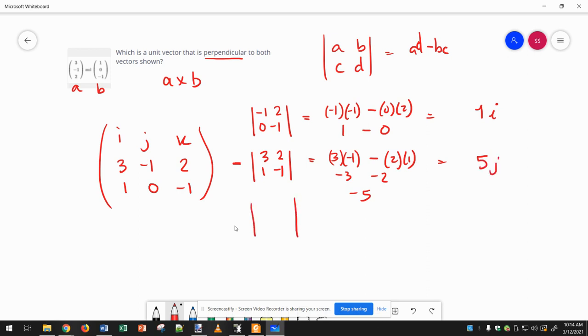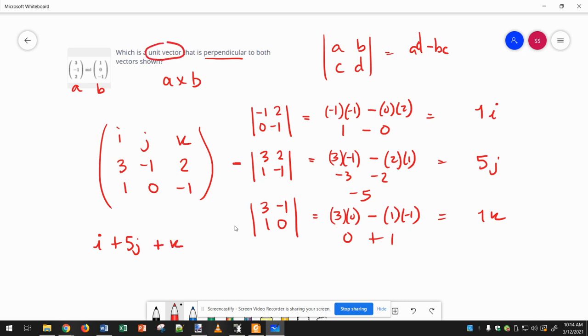And now we do the K. So we ignore the K column. We do 3, -1, 1, 0. So we do 3 times 0 minus 1 times -1. So that's 0 plus 1, right? Because 1 times -1 is -1, and then we're subtracting that. So we get 1K. So our vector is I plus 5J plus K, but this won't have a length of 1.